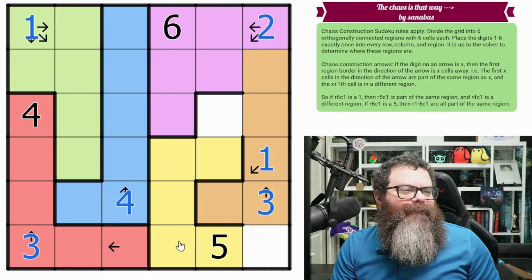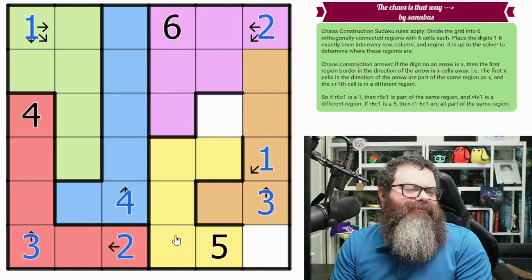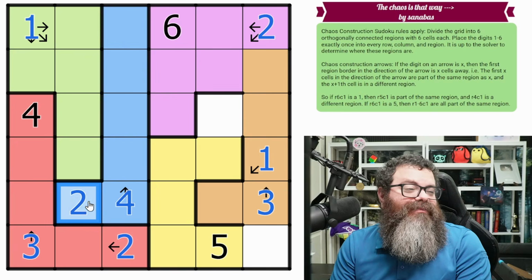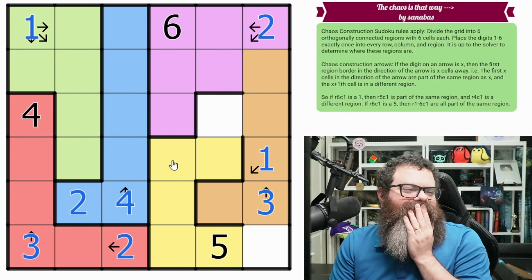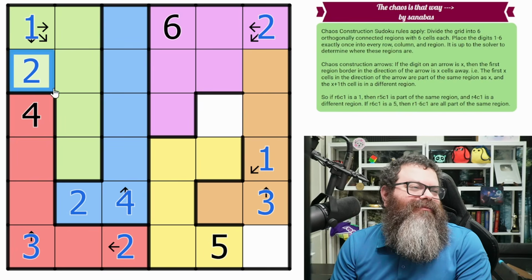Oh, I didn't fill this arrow. This is a 2. That places 2 in blue. Did I miss any other arrows? No. Glad I reminded myself, hey, there's arrows. Oh, 2 in this region goes here.